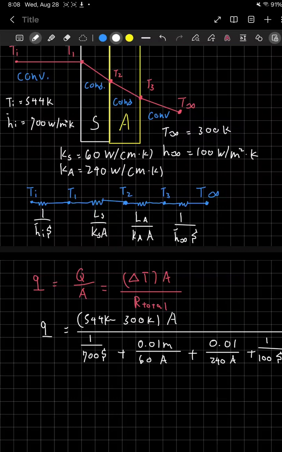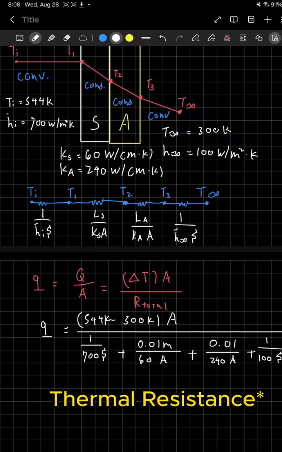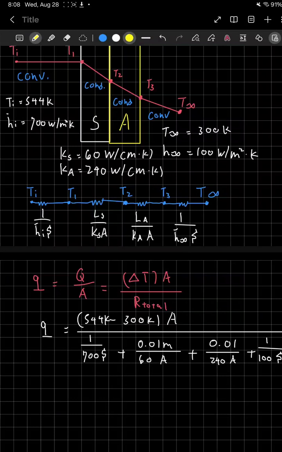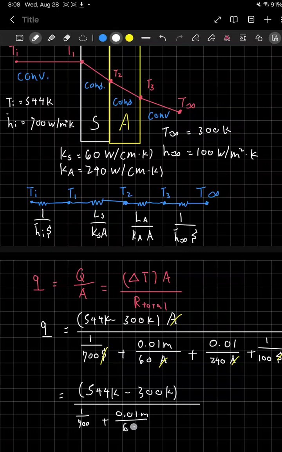One thing you'll notice here, and in most thermal conductivity questions, is that the areas are the same. The cross-sectional area and surface area are the same. So what you can actually do is cancel all of the areas out, and you won't even need to know the area. What remains from our equation is simply 544 K minus 300 K, over 1 over 700 plus 0.01 meters over 60 plus 0.01 over 240 plus 1 over 100.